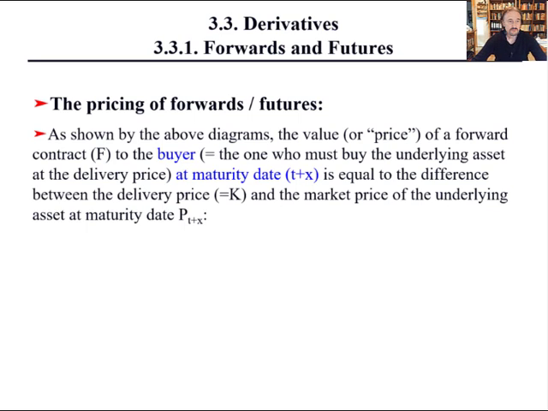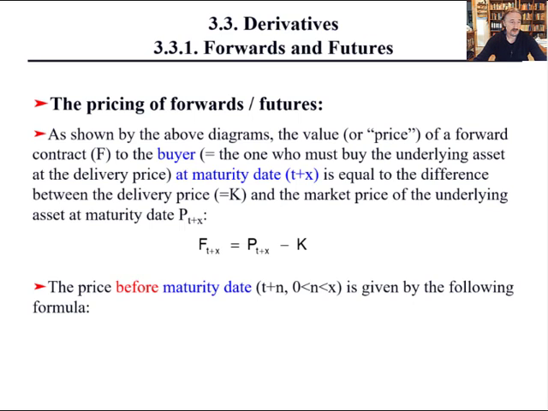As shown by the above diagrams, the value of a forward contract to the buyer at maturity date is equal to the difference between the delivery price and the market price of the underlying asset at maturity date. So it is given by this formula. Market value of the forward contract at maturity date, T plus X, is equal to the market price of the underlying asset minus the delivery price.